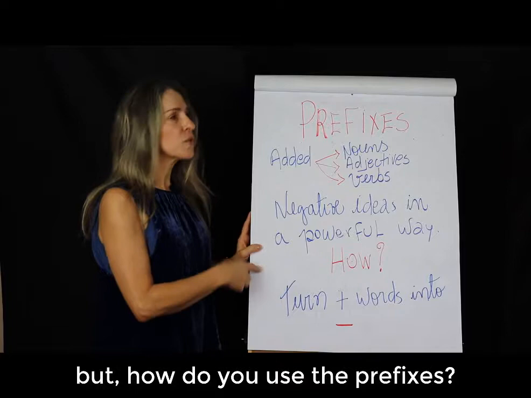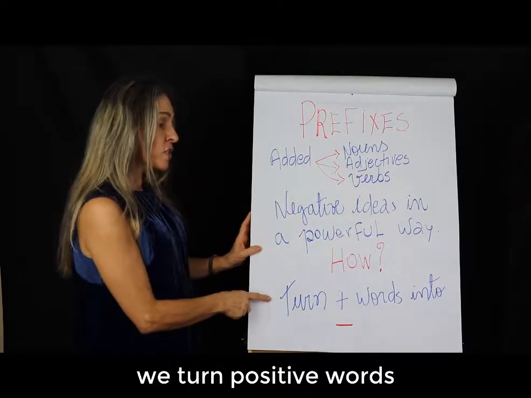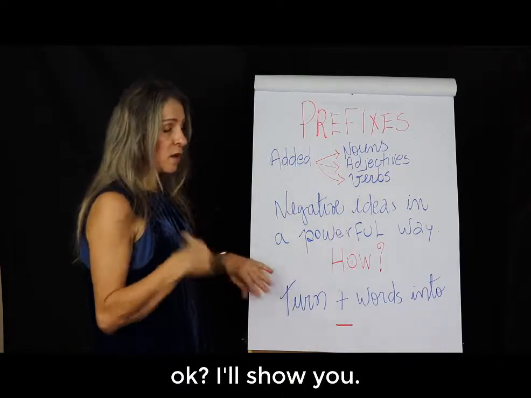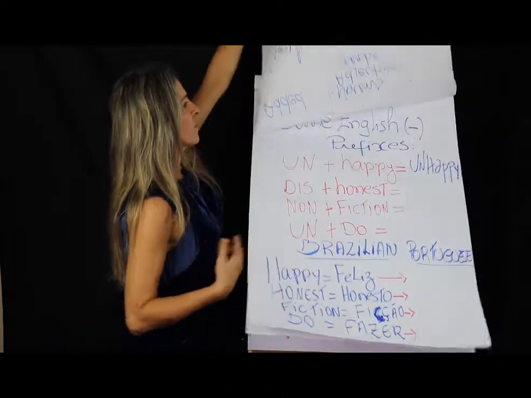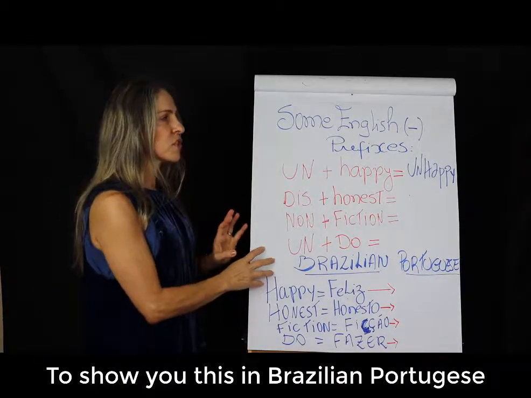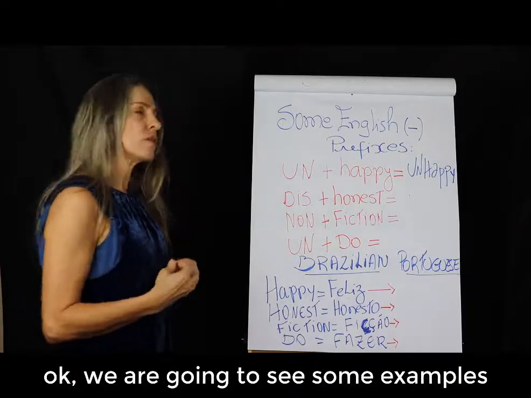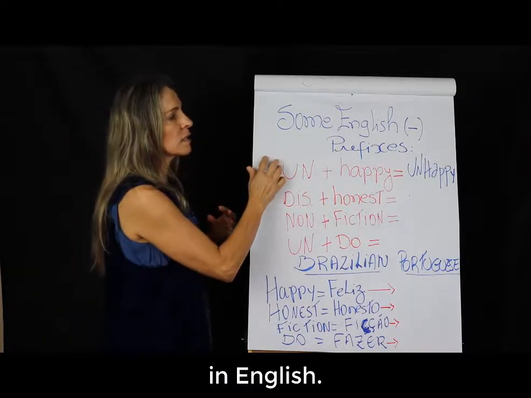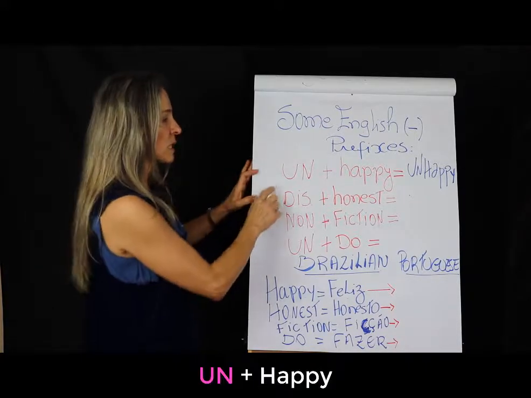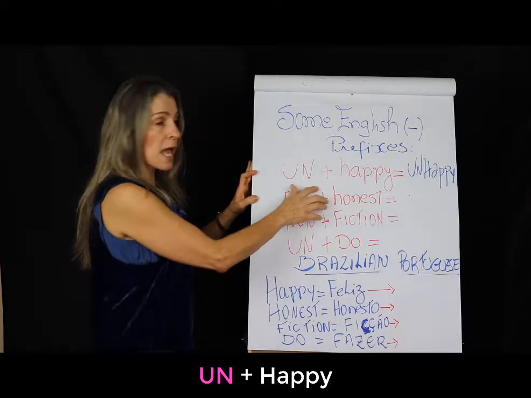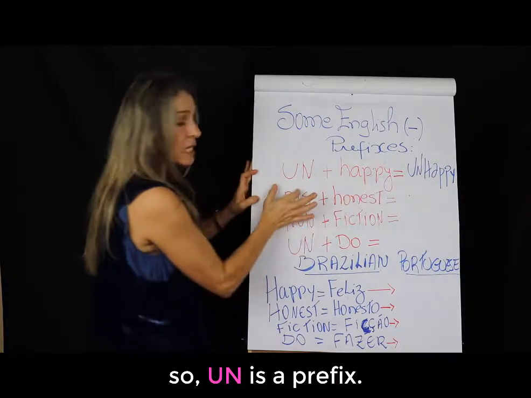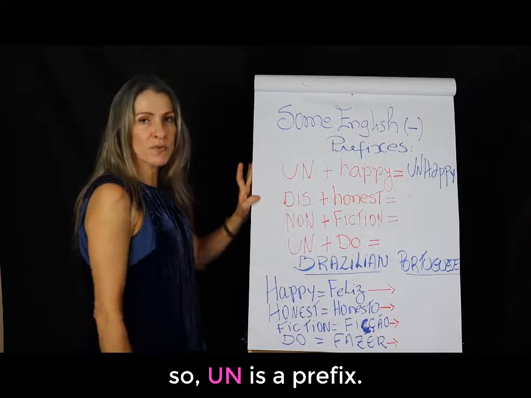But how do you use the prefixes? We turn positive words into negative ones, okay? I'll show you. To show you this in Brazilian Portuguese, I'm going to make some examples, okay? We are going to see some examples in English. So, here we have some examples. Un plus happy, okay? We have unhappy. So, un is a prefix, okay?